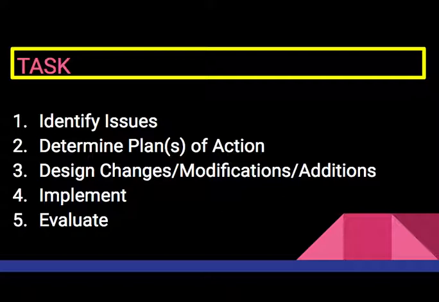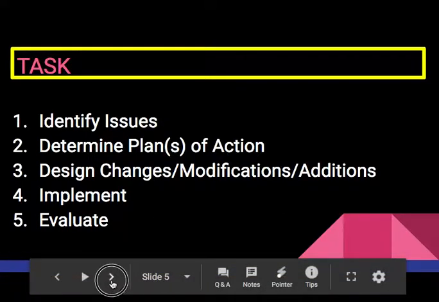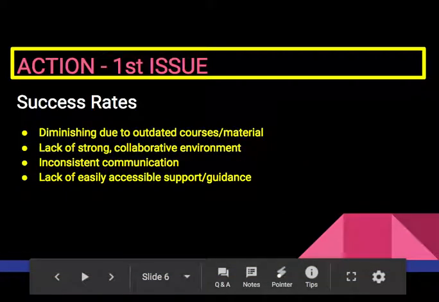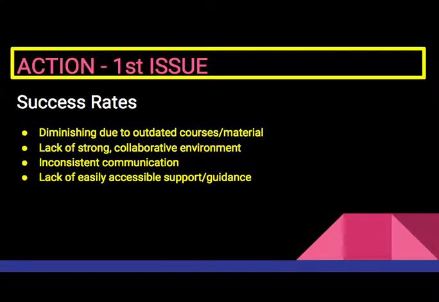So finally, we'll implement our changes, and then we're going to evaluate that based on how the students react, how the teachers and the faculty react. So this is our robust 5 steps that we're going to tackle throughout this process. So we've got our hands full. Here are just a few issues that are contributing to our stagnant and even dwindling, dare I say, success rates.